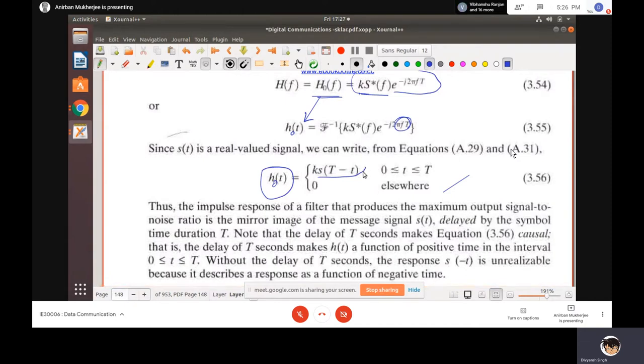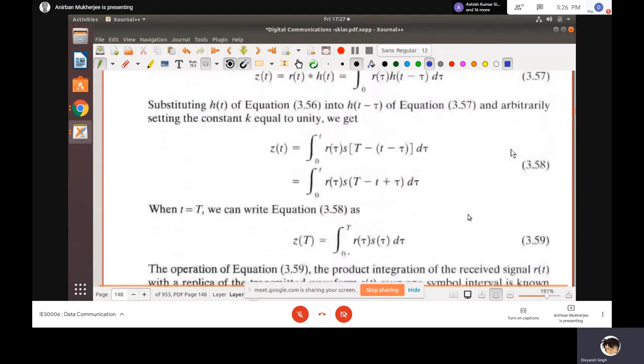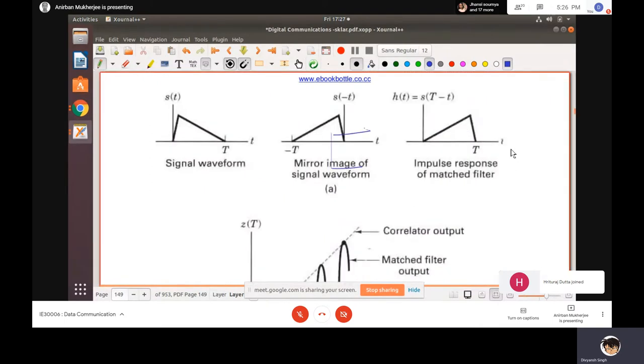First of all, this is causal. Otherwise, if I have s(t) as causal, then s(-t) will be non-causal, but as I have a shift of capital T units, that makes it positive, causal. Now, if I show you the picture, this is my symbol waveform, and s(-t) is its opposite, which is non-causal. Now h(t), if I take s(T - t), I have a shift in this direction, so this is also causal because it starts from zero. So that means the filter has this type of impulse response.